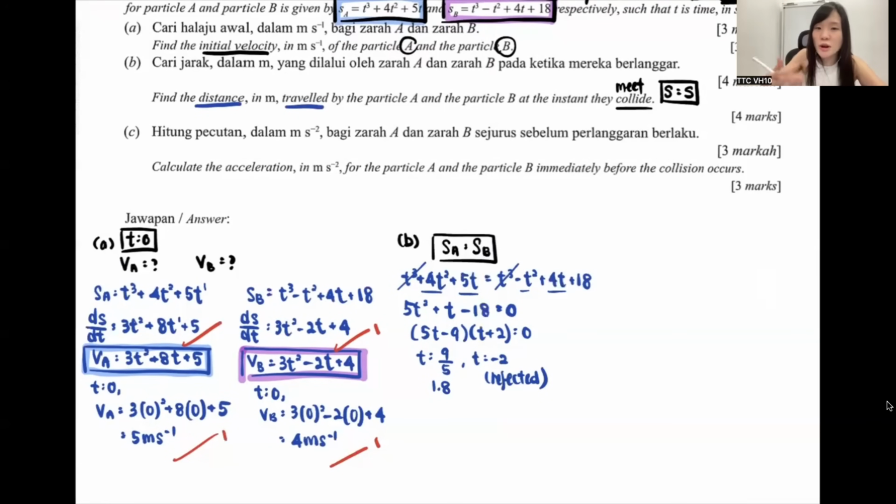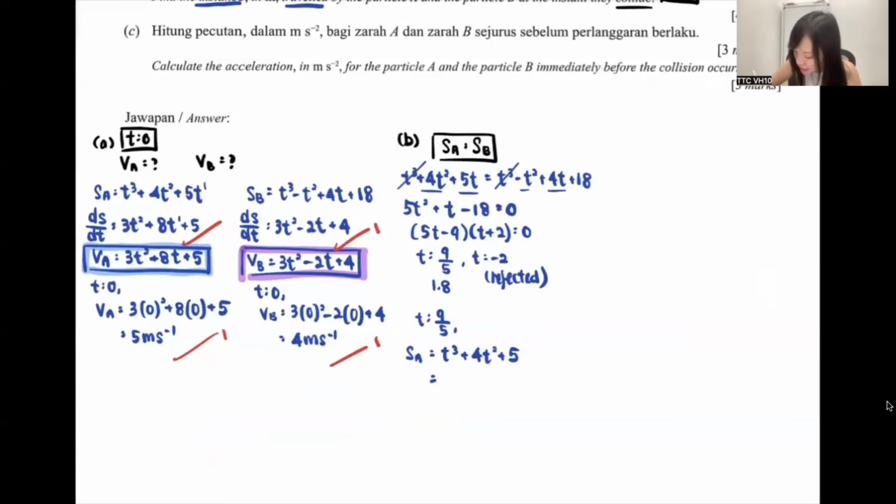Distance travel is actually around like S lah. But S is not the correct answer, because S is displacement. Displacement and distance are different, you know. Displacement is location, where are you. But distance is jarak, how much distance you travel. So my dear, you already know the time is 9 over 5. You can straight away sub it inside your SA equation. I'll tell you why later on, you'll understand.